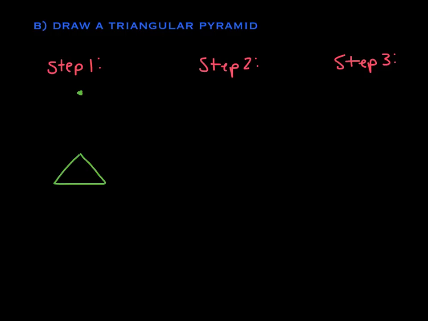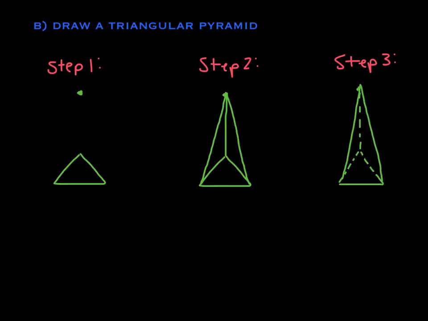And then from there, step 2 will look like this. Now you're just going to connect the vertices of the triangle to the point. So every point will be connected to a vertex. Then, of course, you're going to change any hidden lines to dashed lines, and it would look like this at the end. And this is what our final product would look like.